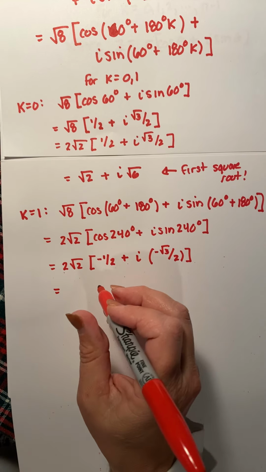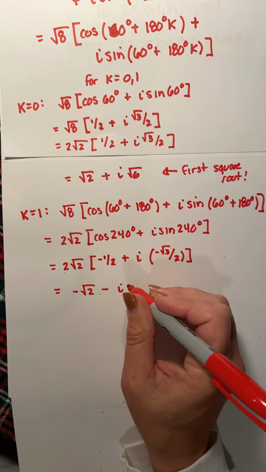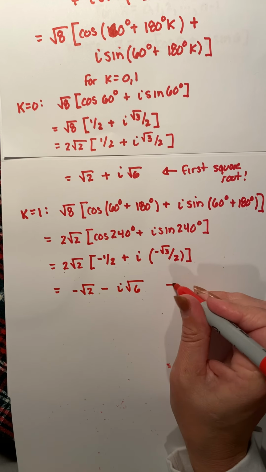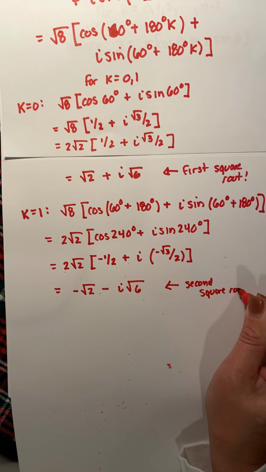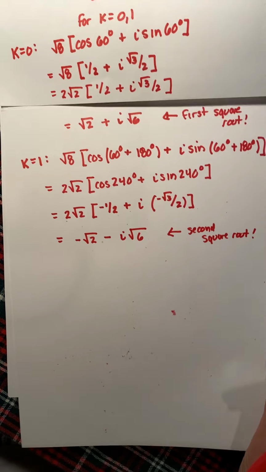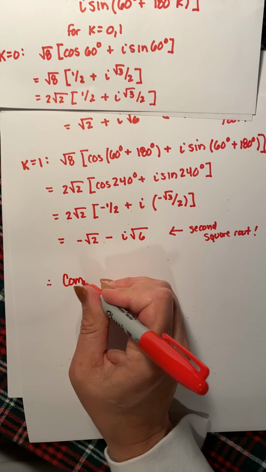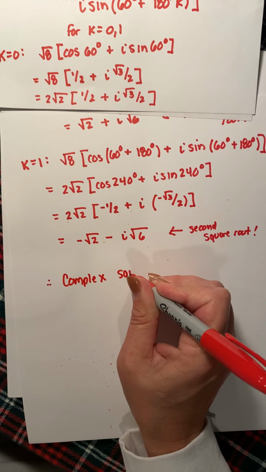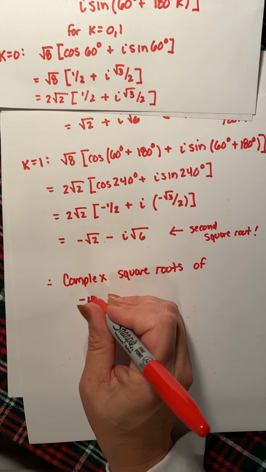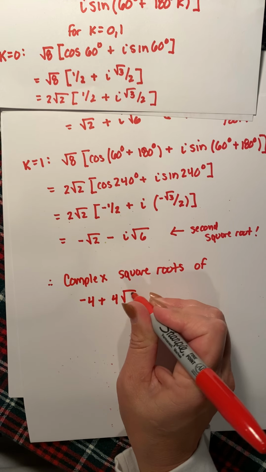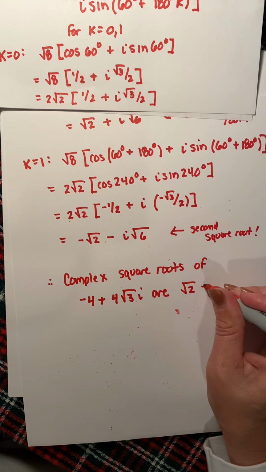So therefore, the complex square roots of negative 4 plus 4 square root of 3i are square root of 2 plus i square root of 6 and negative square root of 2 minus i square root of 6. All right, so it's pretty easy when k is 2. I'm sorry, when we're taking the square root and k only goes from 0 to 1, doesn't exceed 2.